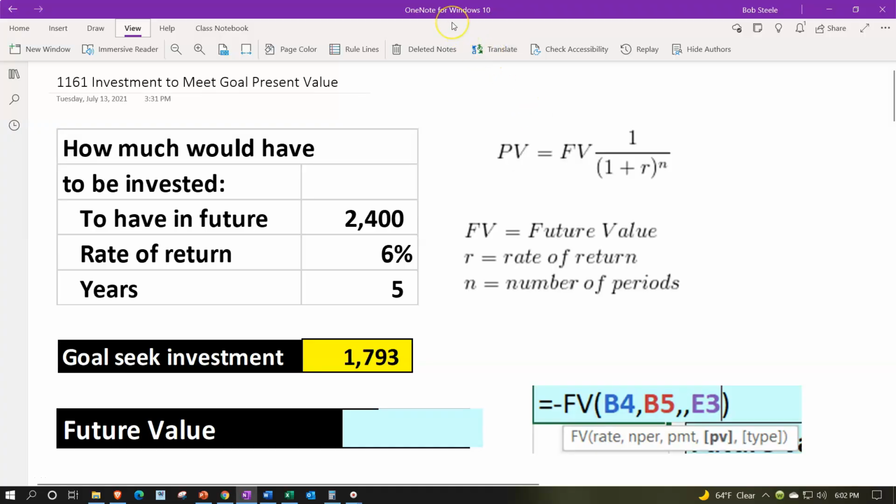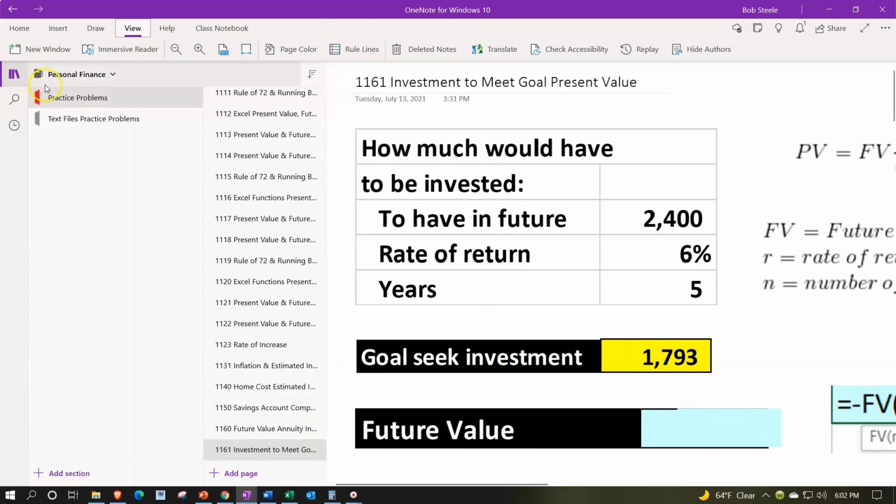Here we are in OneNote. If you have access to OneNote and would like to follow along, you're not required to, but if you would like to, we're in the icon on the left-hand side. We're in the Practice Problems tab, down in the 1161 Investment to Meet Goal Present Value tab.